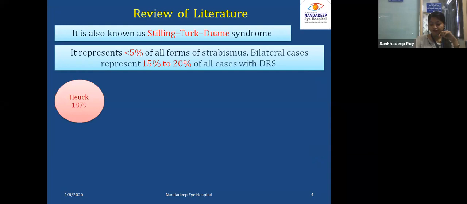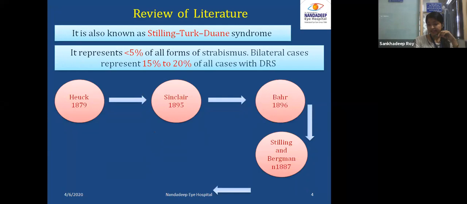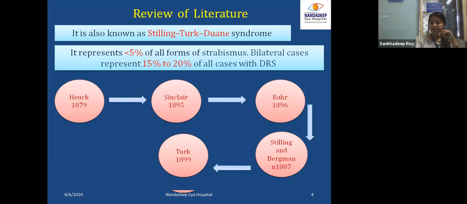Okay, it might be a shocking thing, because in the year 1879, Hue first reported a patient with congenitally anomalous eye movement and globe retraction on adduction. That means he was the first observer of a patient who came to his clinic with globe retraction and muscle restriction. But at that time it was not diagnosed or clinically recognized as DRS. Later on, so many scientists, in 1895, 1896, 1897 and 1899, saw many things about this globe restriction as well as the muscle imbalance.